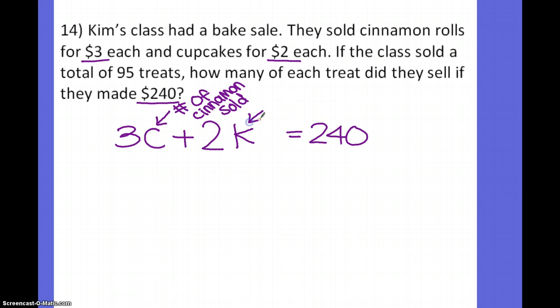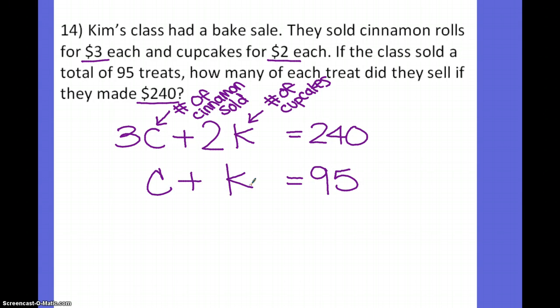Therefore, K is the number of cupcakes sold. And if you look here, we need another equation equal to total treats sold. If we do C, we don't want money anymore. Plus K, we get cinnamon rolls sold plus cupcakes sold equals total treats sold. And from here, we have a 1 and a 1, so we could use elimination.